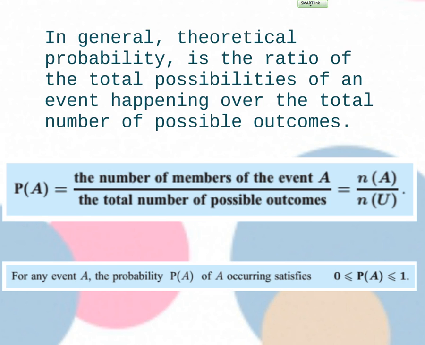So in general, theoretical probability is the ratio of the total possibilities of an event happening over the total number of possible outcomes. The possible outcomes are the sample space that we talked about on Friday.